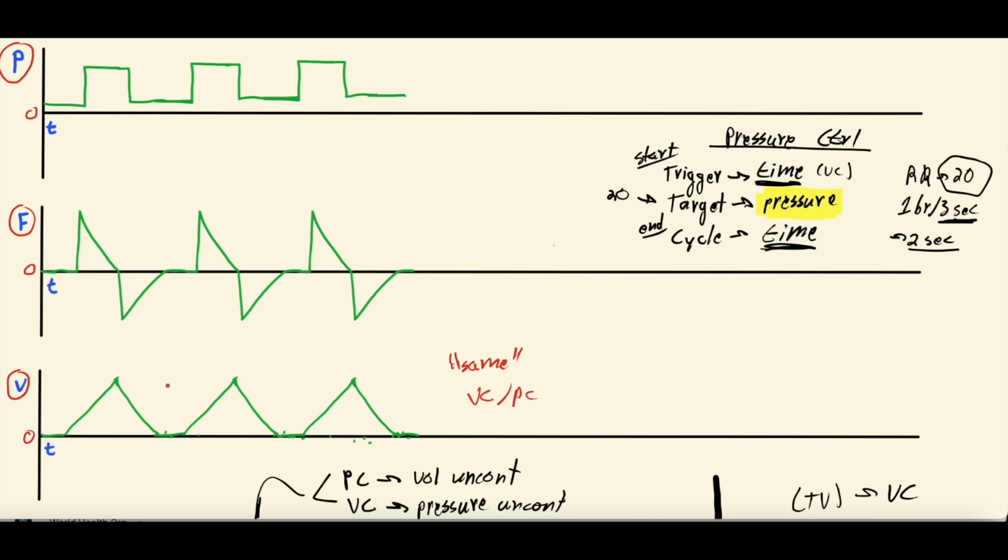And what this is, is a single breath. Every triangle is 1 breath. And what happens in this breath is the volume goes up, right? It's positive. This is inspiration, or this is when the ventilator is giving a breath. And you get to whatever you set, right? 400 cc's, 500 cc's of tidal volume, and then the volume starts to go down.